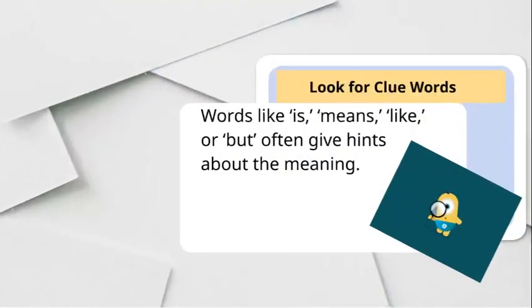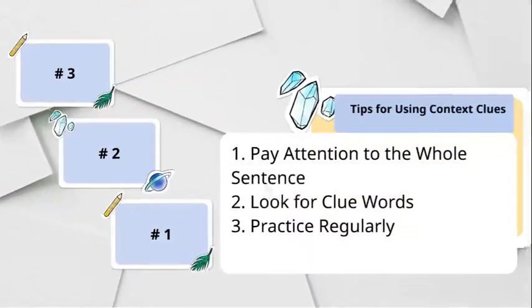The second tip is look for clues. Check if any "is," "means," "like," "but" is given. "Is" and "means" mean the definition will be given right after the word. "Like" is written when there are examples for that word, and "but" is written when there is an opposite for the word. So look for these clues. If you find them, read after it and you will get the answer. If you don't find such words, read the whole sentence to understand the meaning.